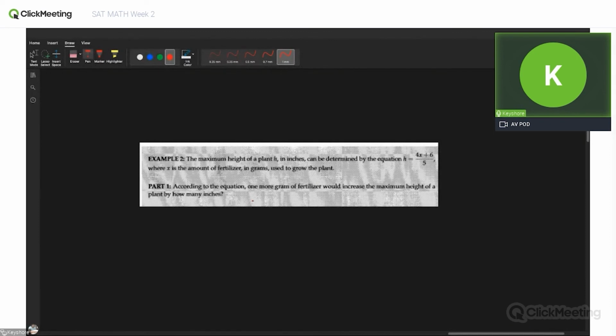The maximum height of a plant H in inches can be determined by the equation H equals (4x plus 6) over 5, where x is the amount of fertilizer in grams used to grow the plant. According to the equation, 1 gram of fertilizer would increase the maximum height of a plant by how many inches? I'll give you guys some time on this one.